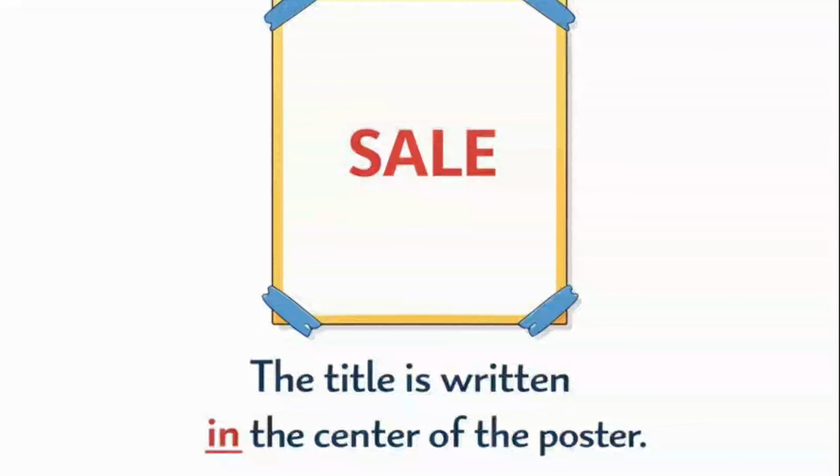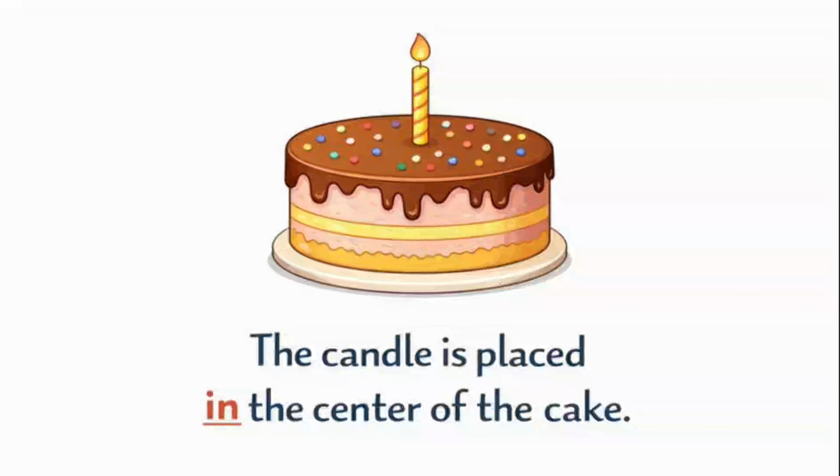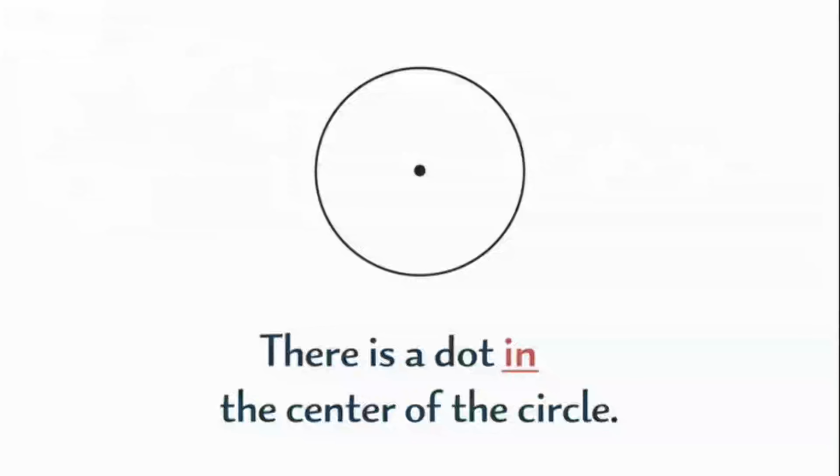Now consider writing and design. The title is written in the center of the poster. This creates visual balance. Let's look at celebrations. The candle is placed in the center of the cake. This shows careful placement.